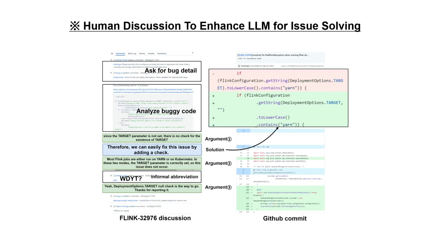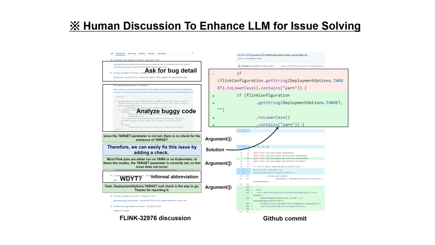Inspired by these, we aim to leverage the content of human discussions to enhance the issue-solving process in the open-source community. We use an example of Flink 32976 to demonstrate our idea. The solution is highlighted in blue, stating, "Therefore, we can easily fix this issue by adding a check." The arguments are highlighted in green, including interpretations of the error's cause and agreement from other maintainers.